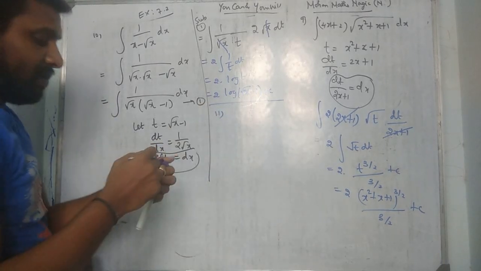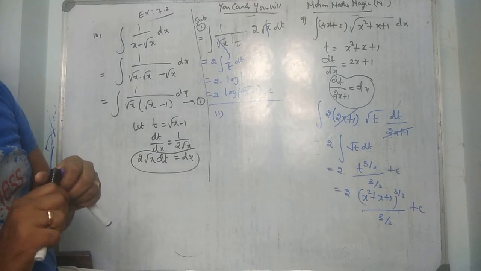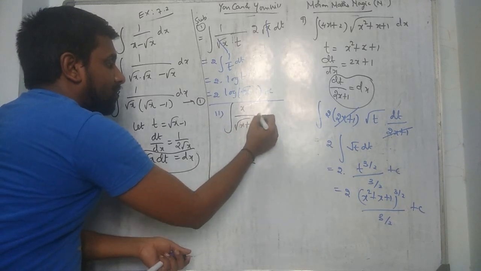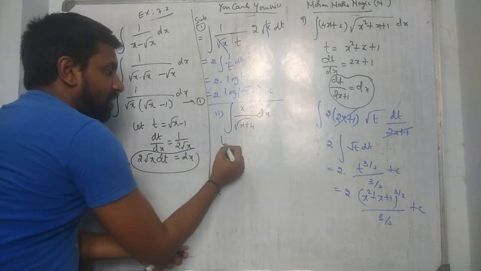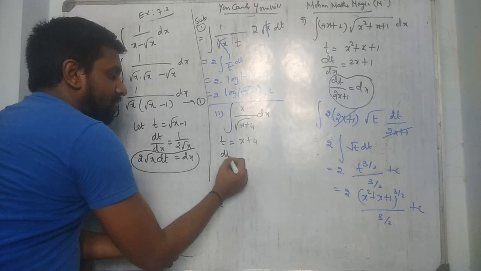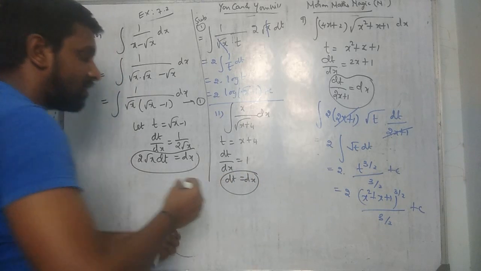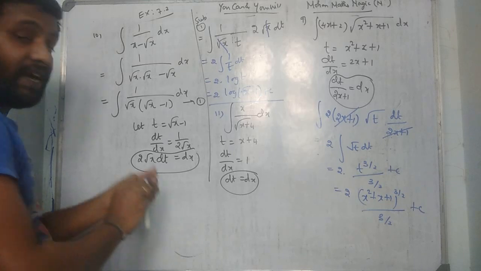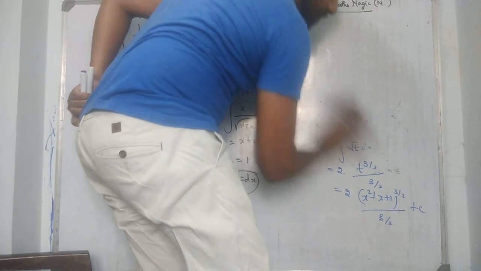Now 11th sum. x upon root x plus 4. Whether 4 is inside or outside? 4 is inside the root, so take t equal to x plus 4. So dt upon dx equal to 1. Cross multiply, dt equal to dx. Now I am going to substitute, so that if it is one variable, it is easy to calculate. If it is two variables, you have to think some, okay? So keep that in mind.